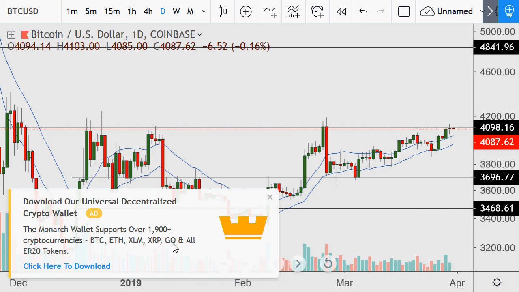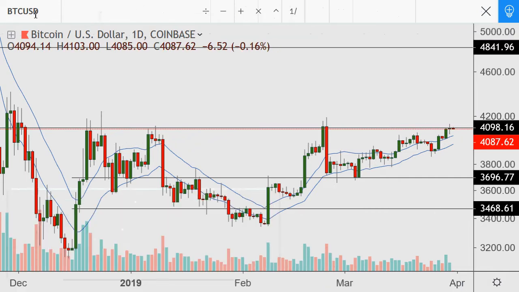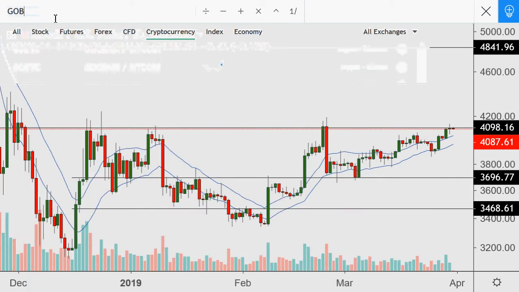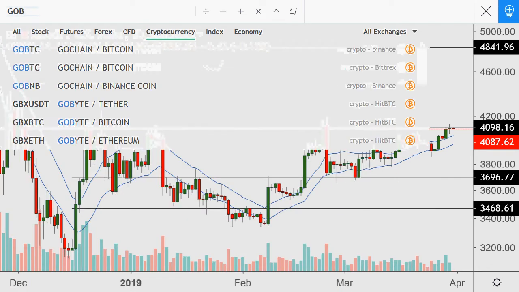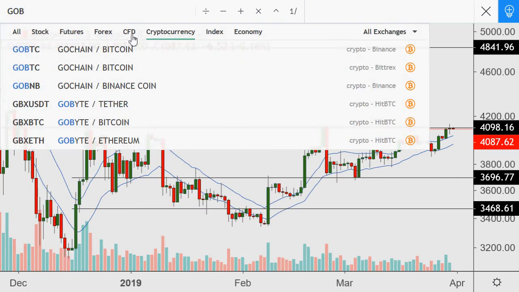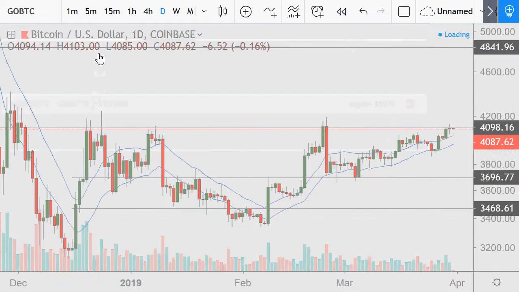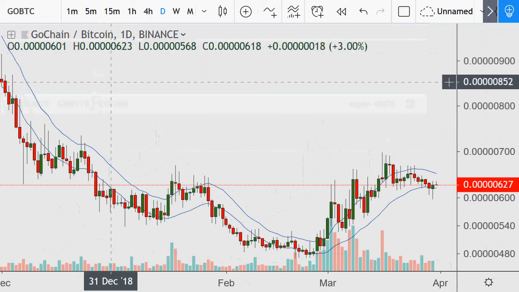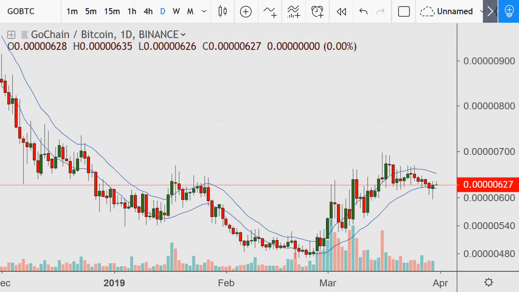Let's take a look to see if I can find it. Is there a ticker symbol called Go on the cryptocurrency GoChain? Okay, it's on Binance, Bittrex, and HitBTC. We definitely want to take a look at the HitBTC ones. Okay, well, let's just take a quick look at this one just for something to do.